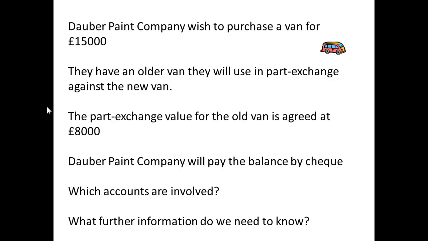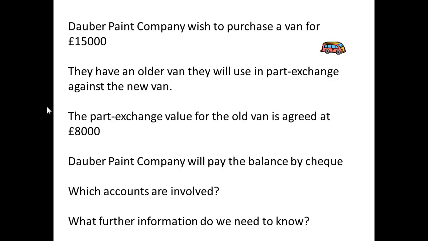So Dover Paint Company wish to purchase a van for £15,000, and they've got an older van and they want to part exchange that. So they go around a number of different dealers and they agree that there's a part exchange value for the old van at £8,000. That's the best value they can get for it. And the paint company are going to pay the balance by cheque.